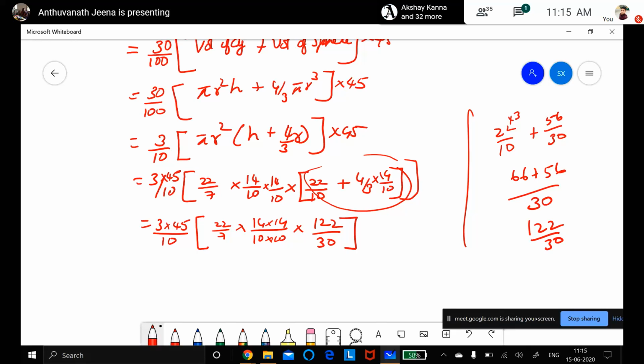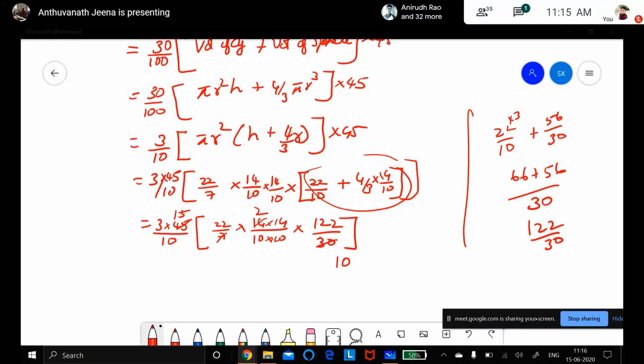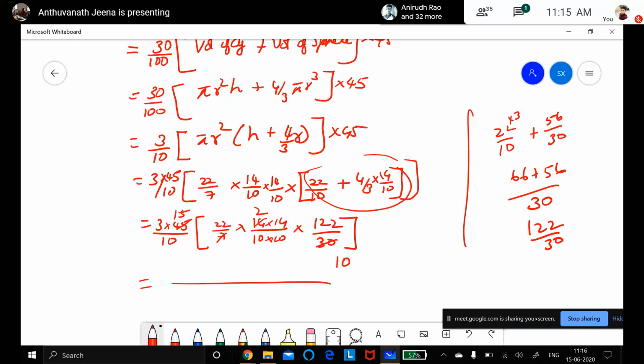You cancel. 7 twos are 14. And you cancel again: 3 will go in 3 table 10 times and 45 will be 15 times in the table. Now only the 10s are there. Don't divide, multiply and all. Keep all the 10s together, 4 zeros.